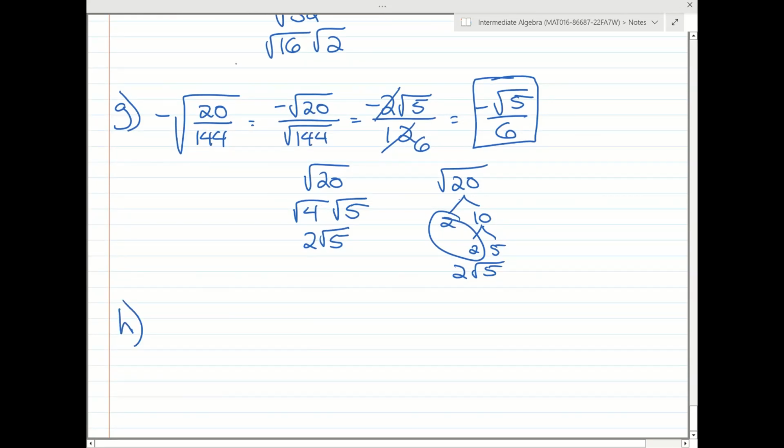What if we had variables? So the square root of x to the 13th.